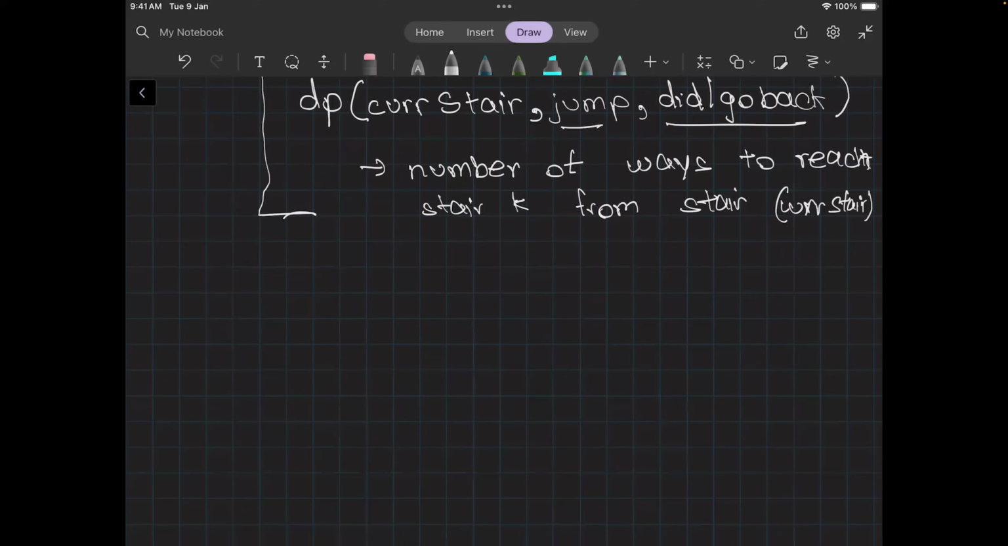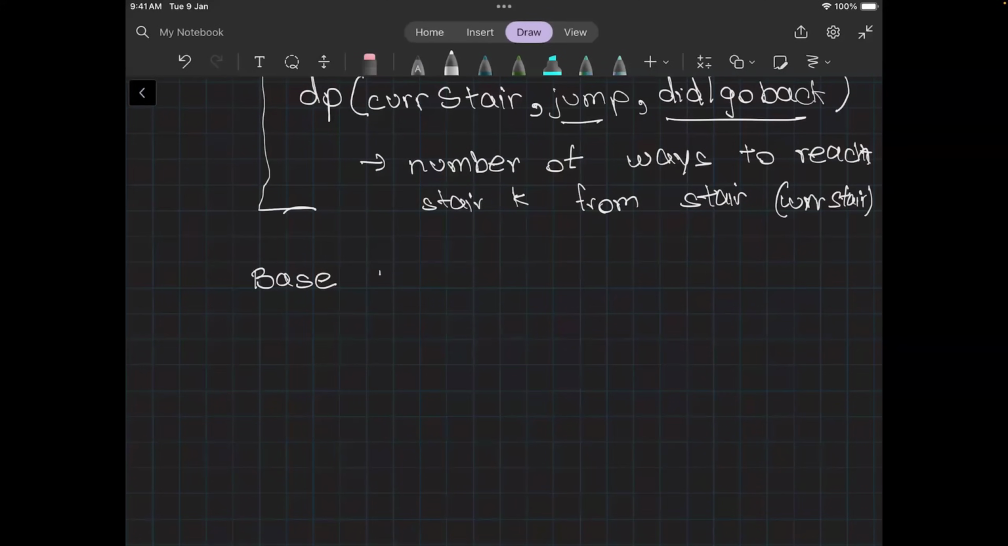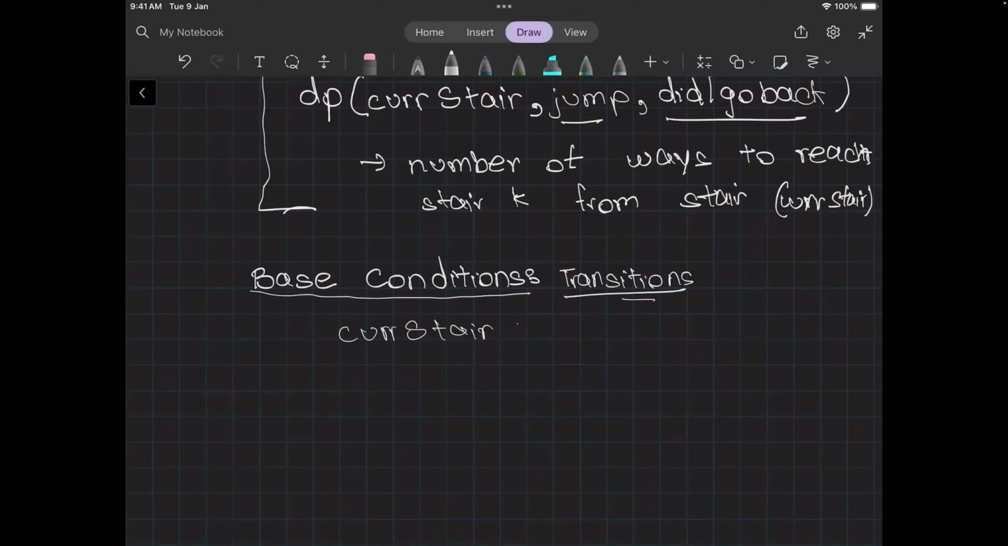First of all, let's consider our base conditions. Now that we have looked at our state, we need to look at our base conditions and transition. So what are the base conditions, guys? If current stair is greater than or equal to k plus 2, we just saw that it is not possible. So in that case, we will return 0. Why will we return 0? Because it is not possible.